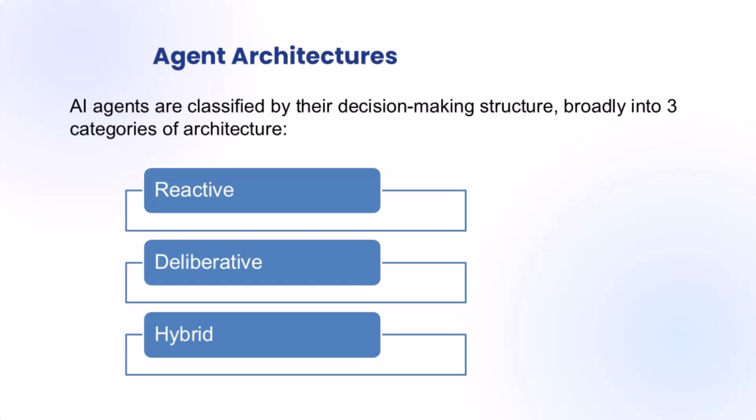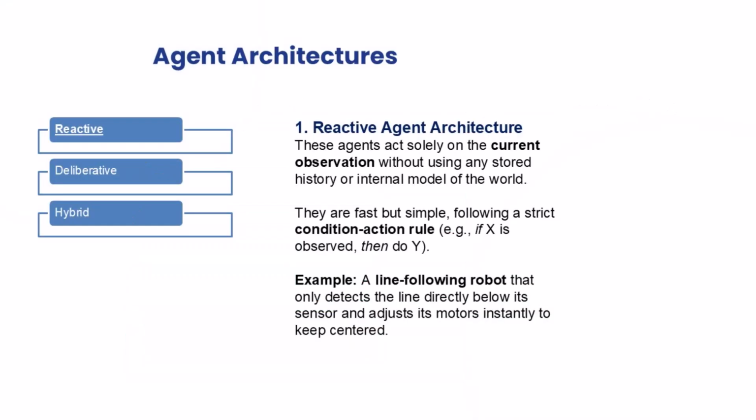So the reactive agent has no memory, no goals. It only cares about what is happening right now. It follows a simple rule: if you see this, do that. Very simple rule, and it's very fast because it reacts to the immediate situation. A typical example is the thermostat. If the temperature is low, it immediately turns the heat on. It doesn't plan for tomorrow, it just reacts to the current input.